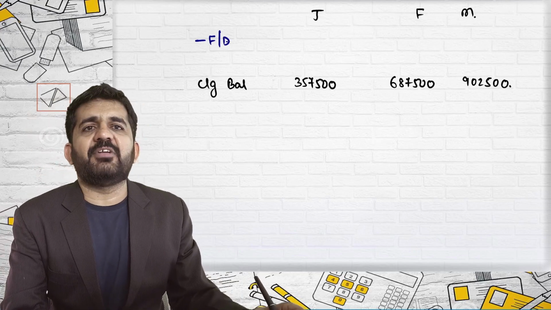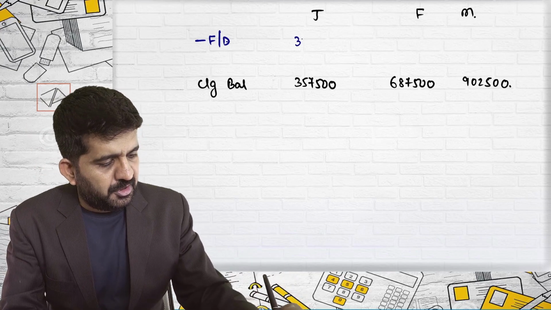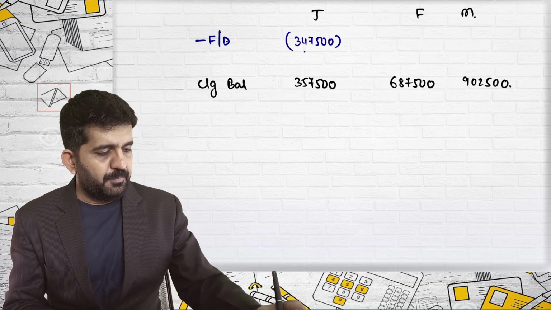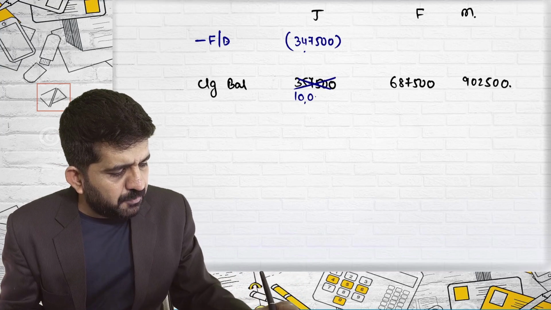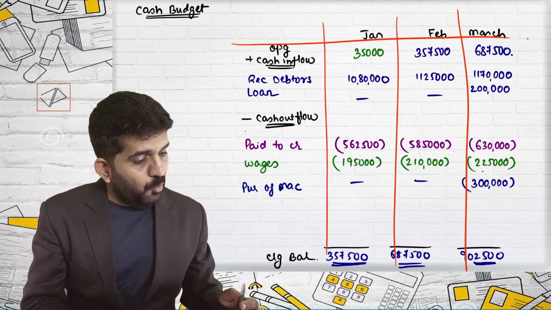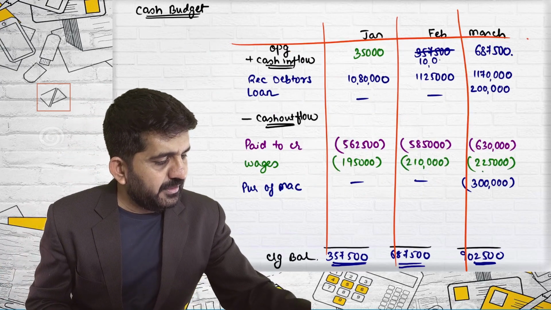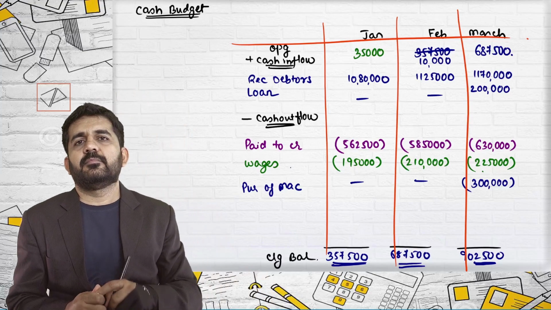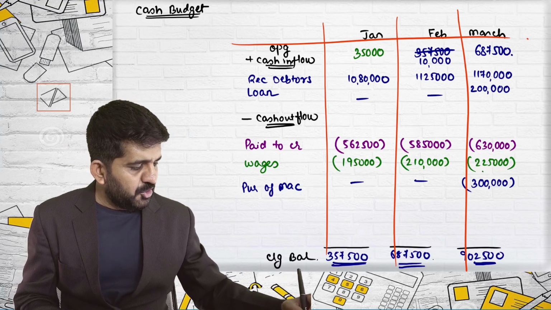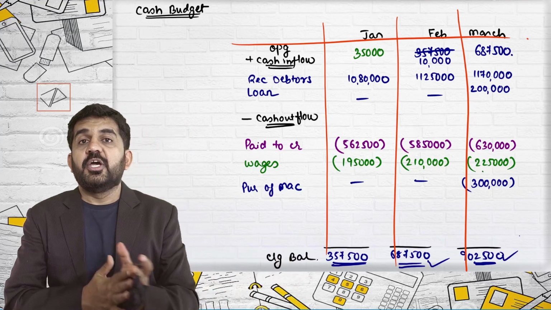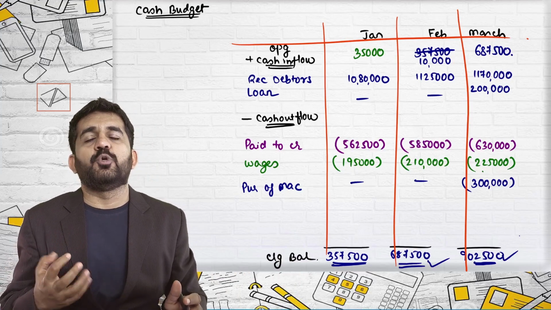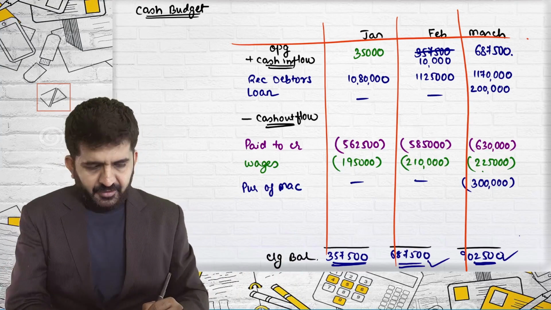So 3,57,500 minus 10,000 is 3,47,500, which I'll be putting in fixed deposit. What will be my closing cash balance? 10,000. It will become the opening cash balance for February. And this figure will change every time. Any excess cash balance over 10,000, I am putting in fixed deposit.